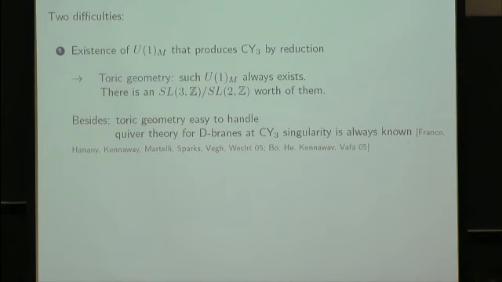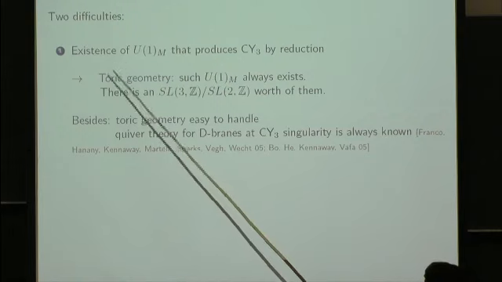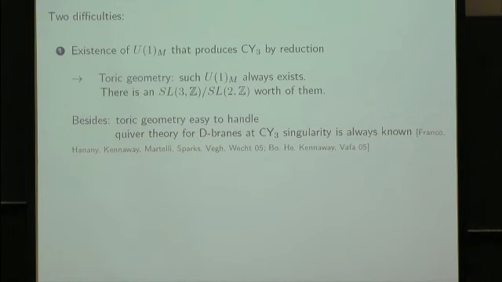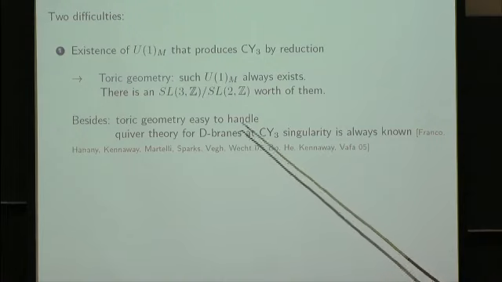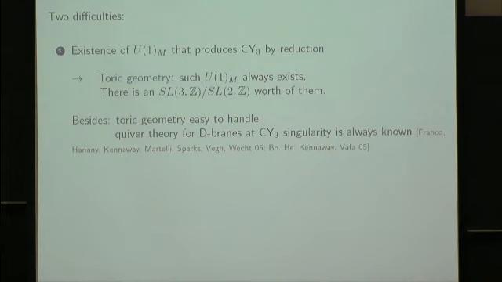But unfortunately, there are some difficulties here. There are two main difficulties in trying to apply this program. The first problem is the following. So we said, okay, we need that there is some U1M, which is not the Reeb vector, and such that it produces a Calabi-Yau 3 by reduction. And in general, there is no such a thing in a Sasaki-Einstein manifold.